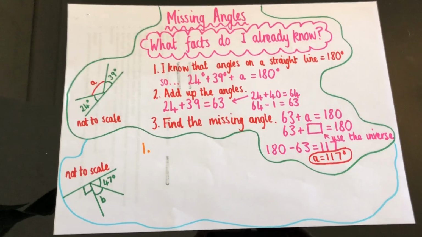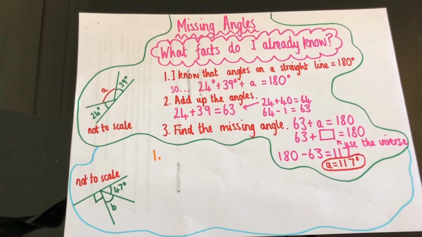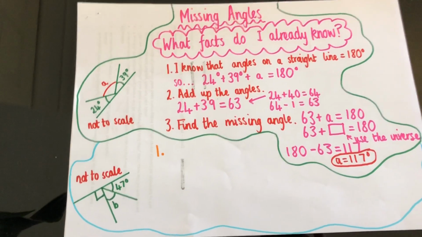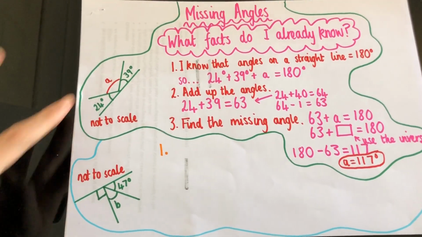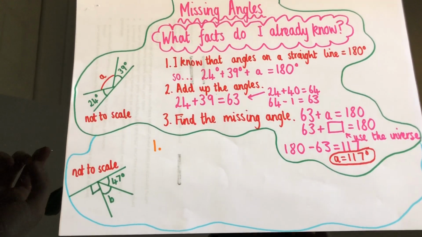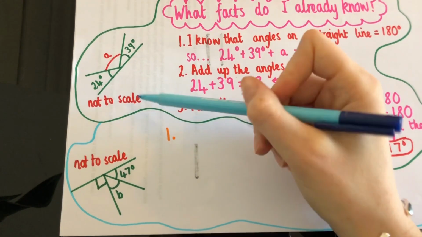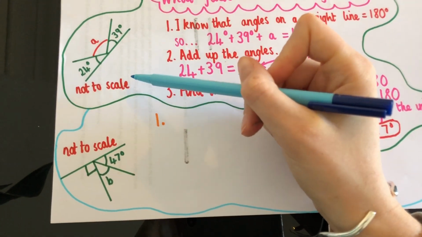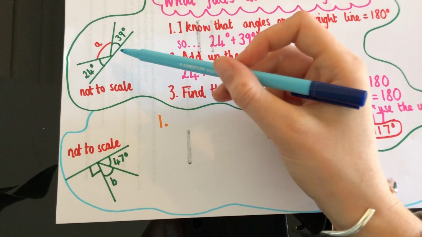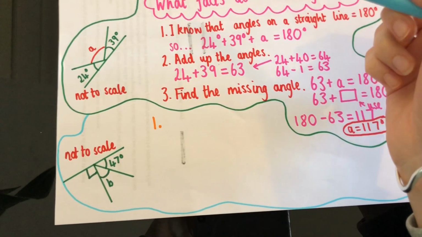So we are going to have a little look at missing angles, firstly on a straight line, and then we're going to have a look at angles around a point. The first thing I would like you to do whenever you see missing angles that you need to calculate is think about what facts you already know. If I look at this angle here, I know that it's not drawn to scale, so I can't use my protractor or angle measurer to measure it. So I need to make sure that I'm doing some sort of calculating.